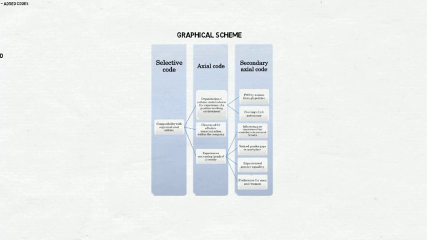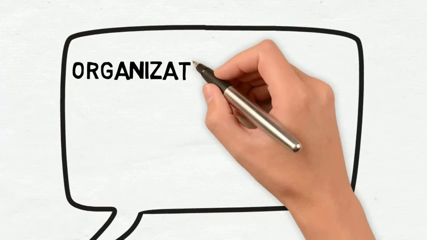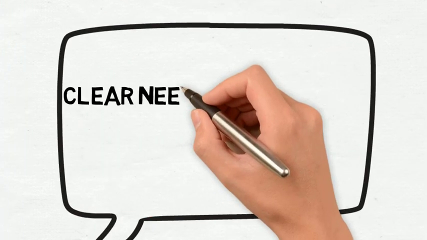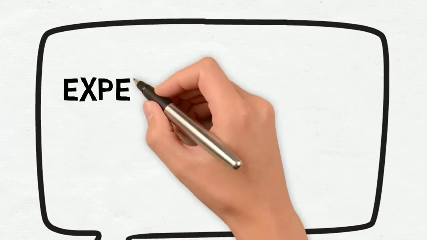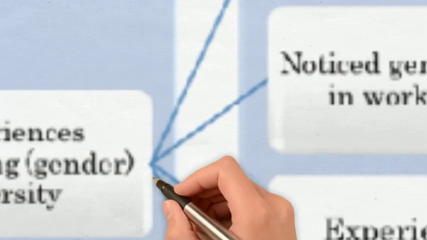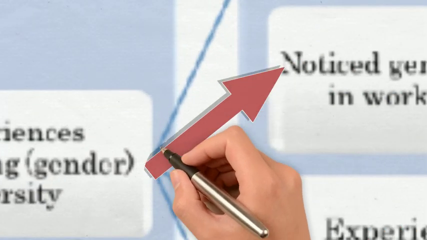So we're looking at this table from right to left. First, we can see our secondary axial codes, which we derived from our open codes. The column in the middle contains our relevant axial codes, which are organizational culture contributes to the experience of a positive working environment, clear need for effective communication within the company, and experiences concerning gender diversity. The relationships between the axial codes and the secondary axial codes are all positive, with the exception of the relationship between experiences concerning gender diversity and noticed gender gaps in the workplace, which is shown with the red arrow.